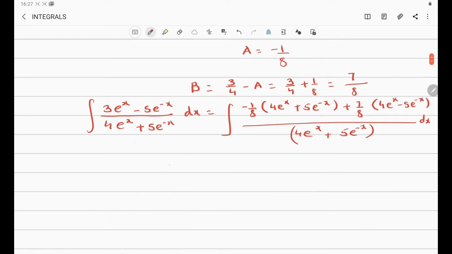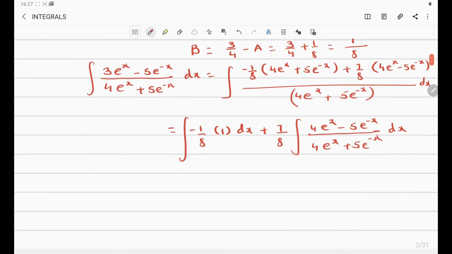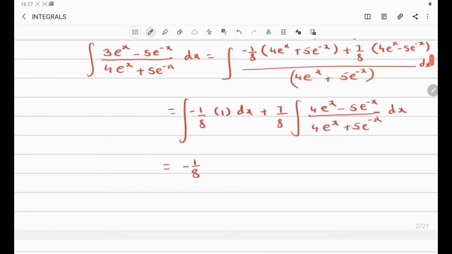So, when we split the fraction we get minus 1 by 8 into the integral of 1 dx plus 7 by 8 times the integral of 4e^x minus 5e^(-x) divided by 4e^x plus 5e^(-x) dx. Which is equal to minus 1 by 8 x plus 7 by 8 log mod 4e^x plus 5e^(-x) plus the constant of integration c.